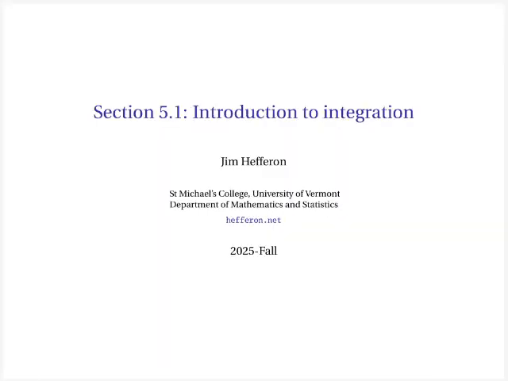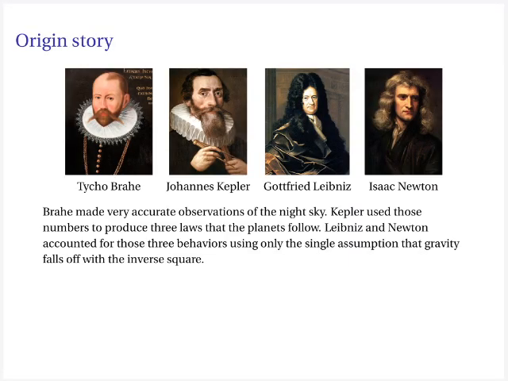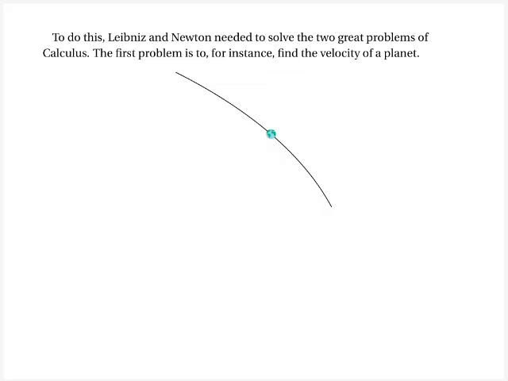Let's see. So there's the picture that we saw on the first introductory day of these lessons. Tycho Brahe made very accurate observations of the night sky, and then Johannes Kepler, his assistant, used the numbers to produce the three laws that the planets follow. Of course, Leibniz and Newton accounted for those three behaviors using only the single assumption that gravity falls off with the inverse square. And to do that, Leibniz and Newton needed to solve the two great problems of calculus.